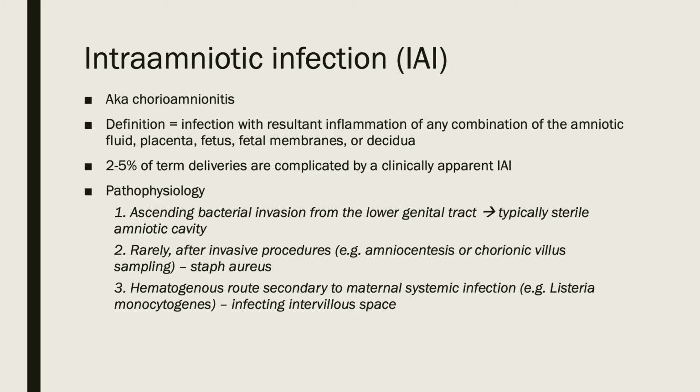And lastly, within the vagina, there are peroxide-producing lactobacilli that can induce changes in vaginal flora that impair the virulence of pathogenic organisms. So the common bacteria to think about in this route include Ureaplasma, gram-negative anaerobes, Mycoplasma, group B strep, and E. coli. Another route is through invasive procedures, such as amniocentesis or chorionic villus sampling, and the bacteria to think about here is Staph aureus. And then the third route is through a maternal systemic infection that then infects the intervillous space, so something like Listeria.